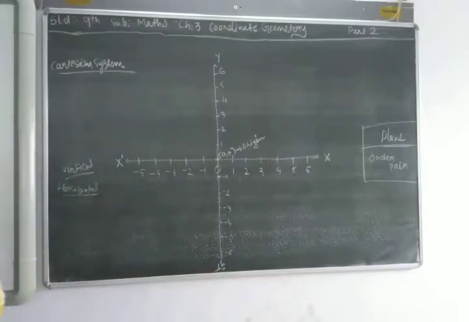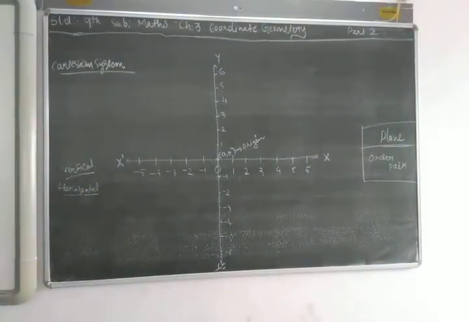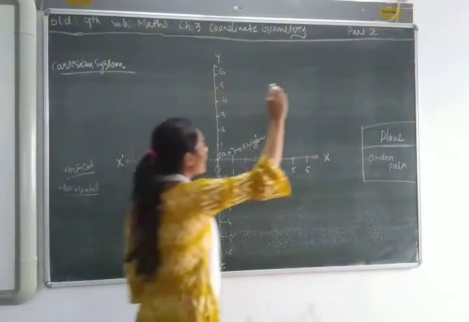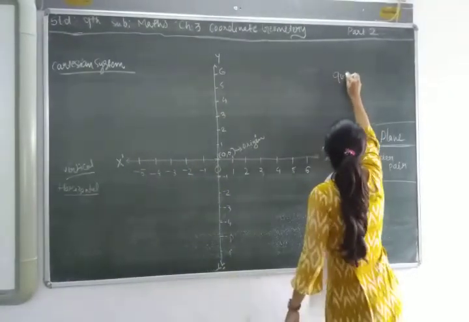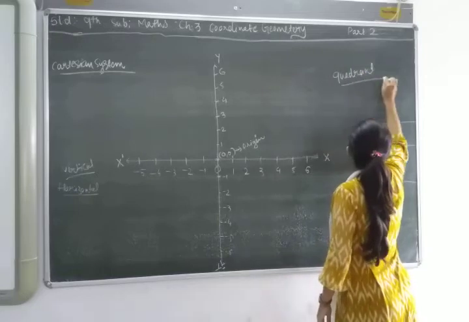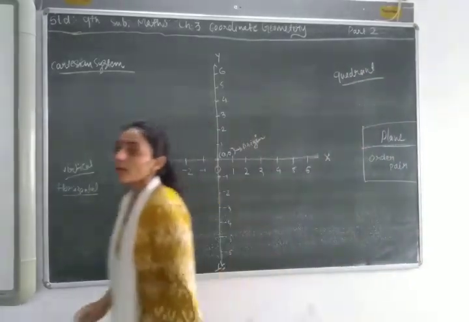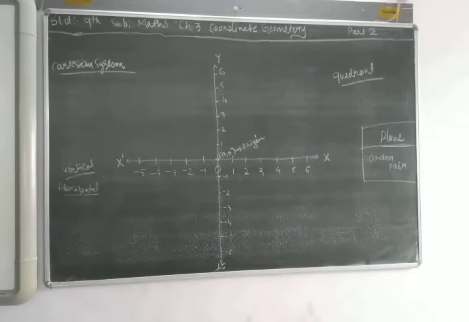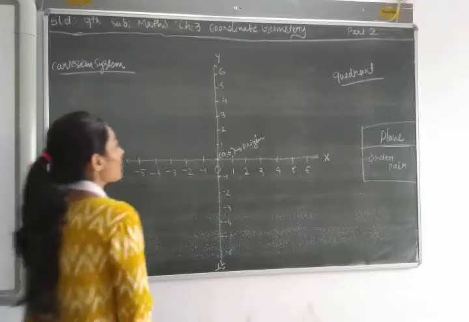So we call it a quadrant because there are 4 parts there. We call it a quadrant, because this axis divides our coordinate plane into 4 parts. That's why we call them quadrants, because of the 4 parts.